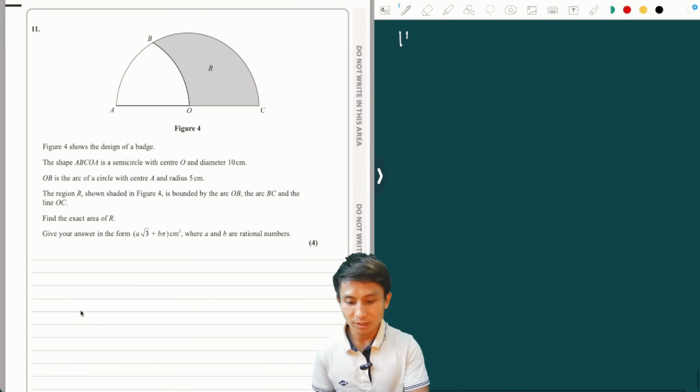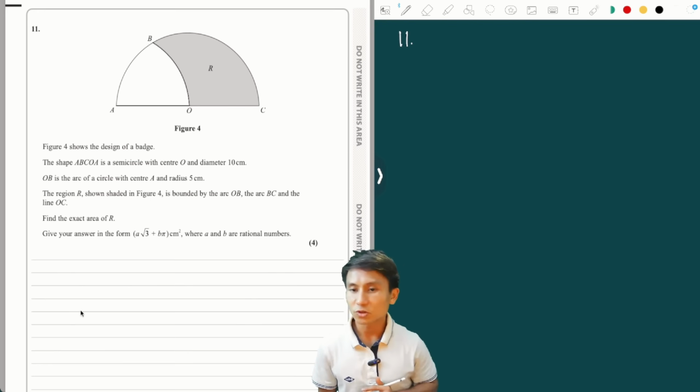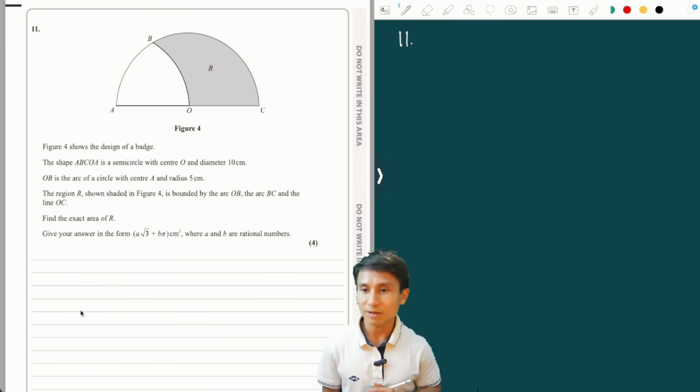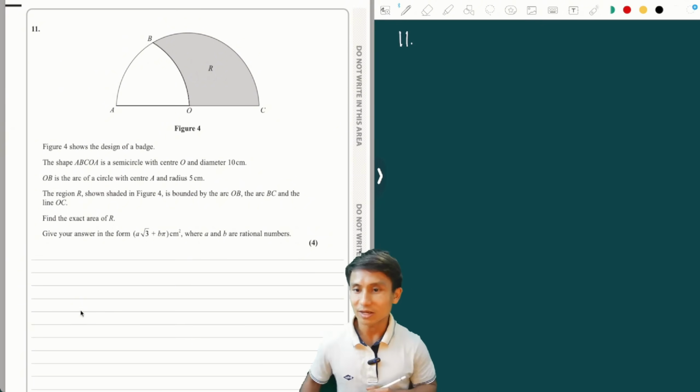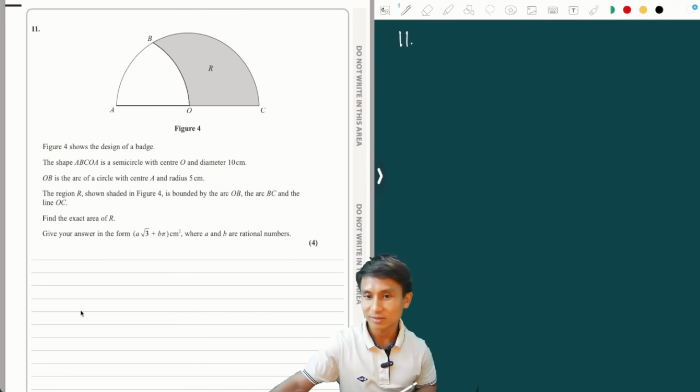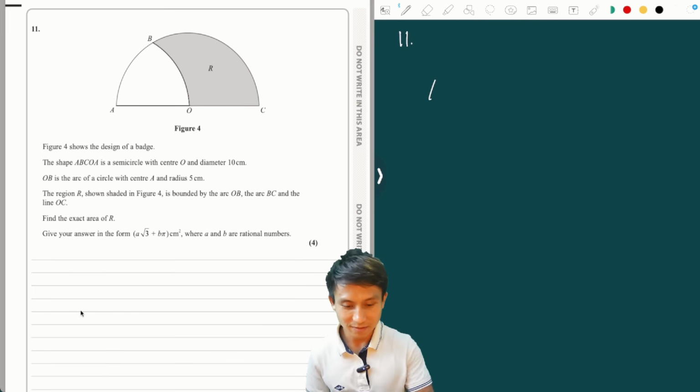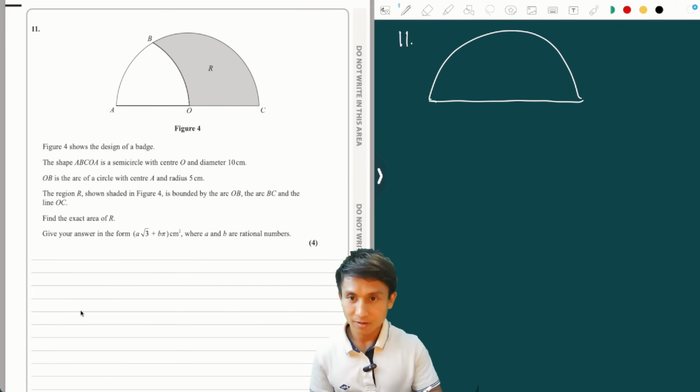Okay, this one, number 11. Figure 4 shows the design of a badge. The shape ABCOA, just the semicircle there, diameter 10. OB is the arc of a circle with center A and radius R. The region R shown shaded in figure 4 is bounded by the arc AB and the arc BC. Find the exact area of R. Okay, so I guess I have to draw this out.